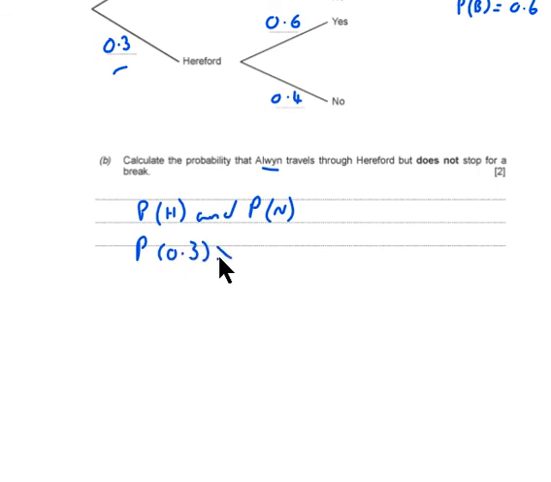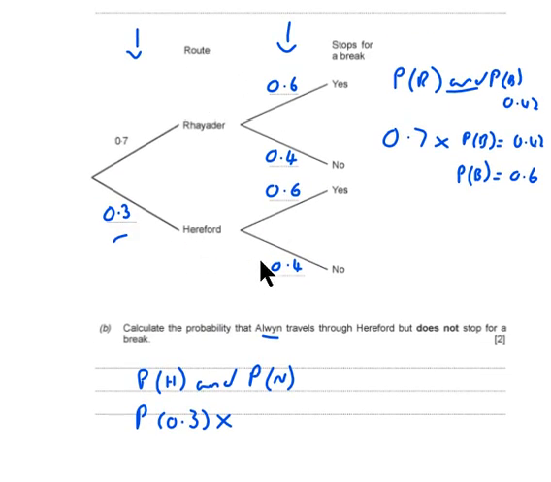And in probability, and is always times. The probability of no break is 0.4, so I can write that in. So 0.3 times 0.4 is 0.12. And that's the question answered.